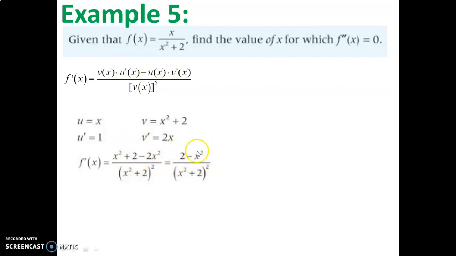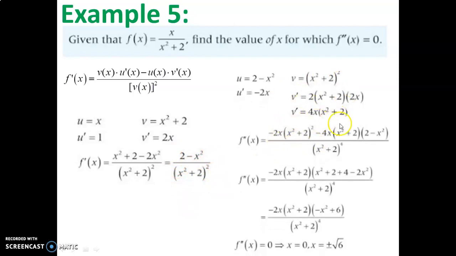And now it's quotient rule again. So if you love quotient rule, this is your favorite problem. You've done quotient rule once, and now you're going to do quotient rule again. So here it is for the second derivative, doing quotient rule on this one. Here's all that work. Check your work carefully. Lots of simplifying there. Gets us to a certain point.